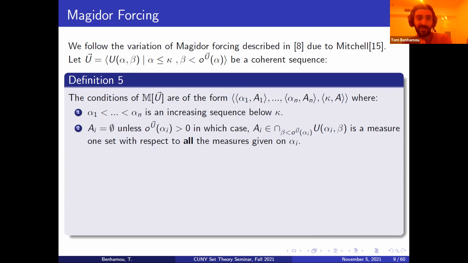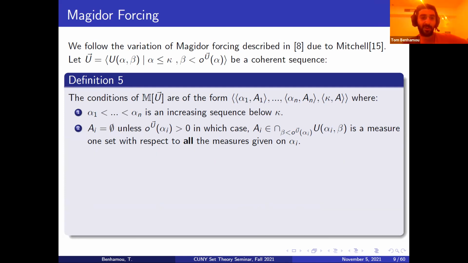So we have two possibilities. Either we have some ordinal alpha I, which has order 0 in the coherent sequence, namely it does not have any measures inside this sequence, in which case the set of candidates is empty. We do not allow to extend below this, in the interval between alpha I minus 1 and alpha I. Or it is measurable in the sequence U, so it has order higher than 0, in which case the set of candidates should be of measure 1 with respect to all the measures provided on this alpha I.